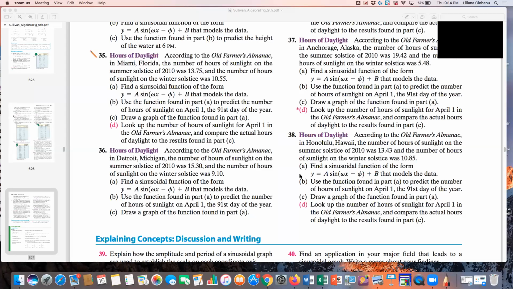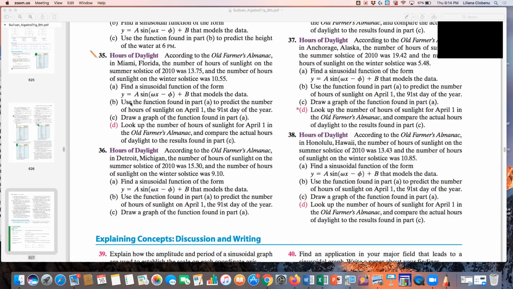So this problem 35 is about modeling data, hours of daylight. Let's read it together here. It says, according to the Old Farmer's Almanac in Miami, Florida, the number of hours of sunlight on the summer solstice of 2010 was 13.75. And the number of hours of sunlight on the winter solstice was 10.55. So the first question is to find a sinusoidal function of this general form, y equals A times sine of omega x minus phi plus B, that models the data.